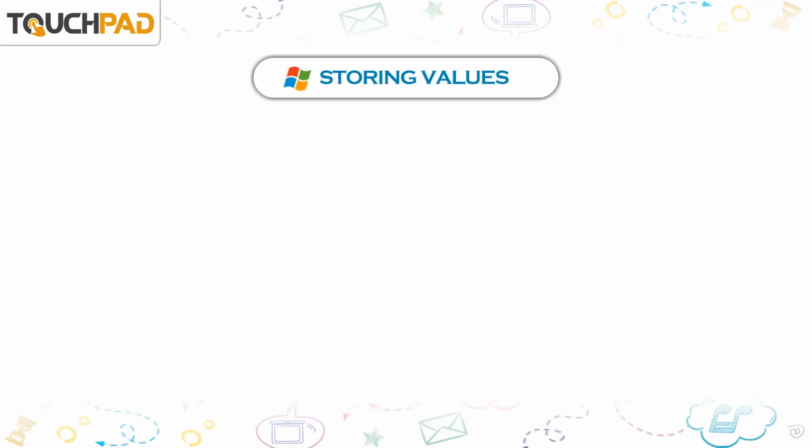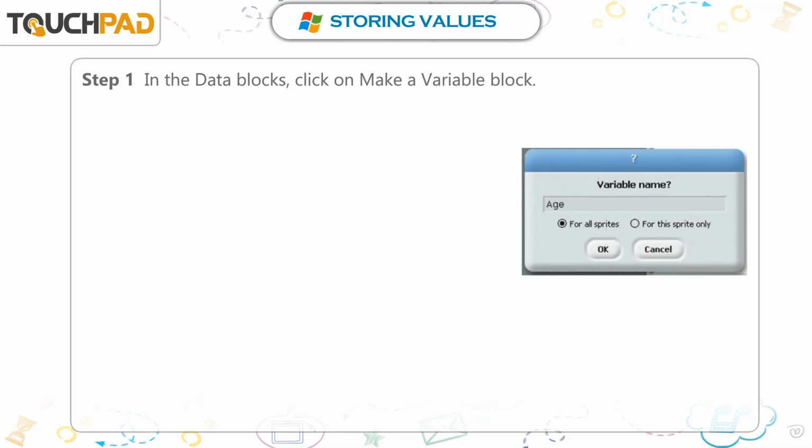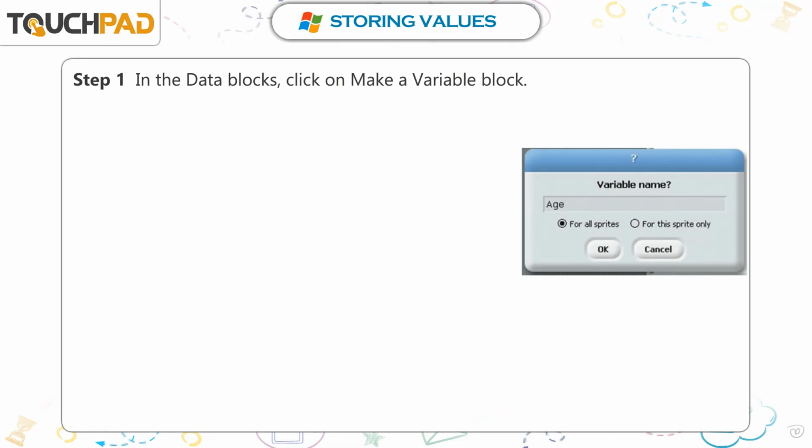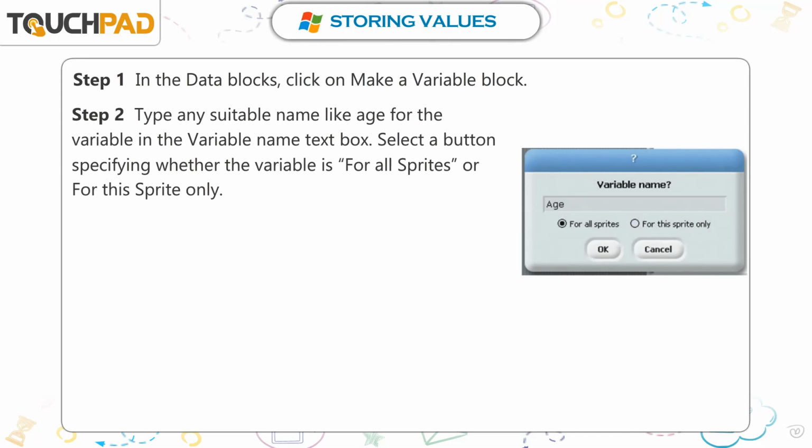Storing values. Variables blocks are used to hold values in strings. These blocks are color-coded as orange for variables and red for lists. To create a variable, follow these steps. Step 1. In the data blocks, click on Make a Variable block. Step 2. Type any suitable name like age for the variable in the variable name text box. Select a button specifying whether the variable is for all sprites or for this sprite only.